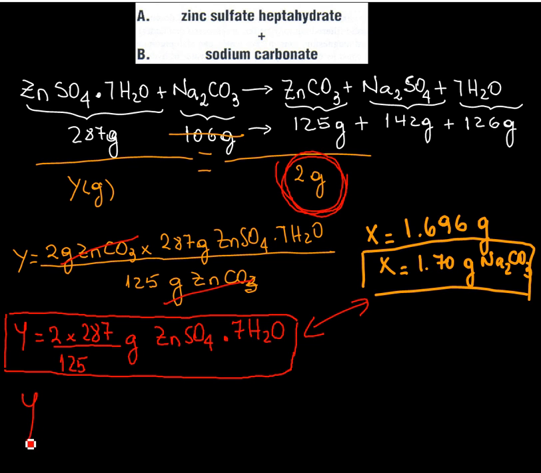Oh, this one, the Y. Can you give me the answer? 4 point 6 grams. And this is zinc sulfate. I'm sorry, I forgot that we didn't do the math. 7 waters, heptahydrate. Okay?